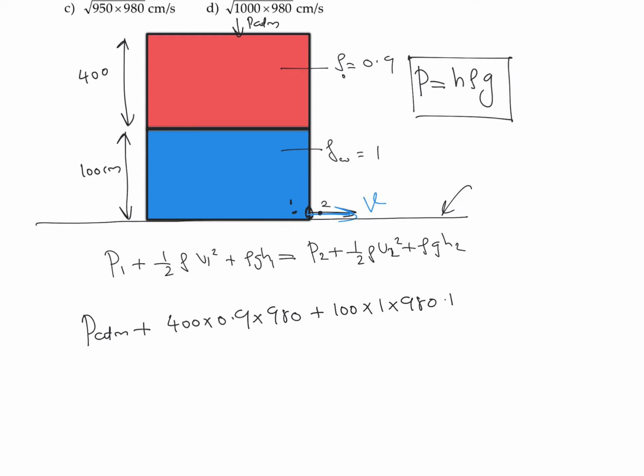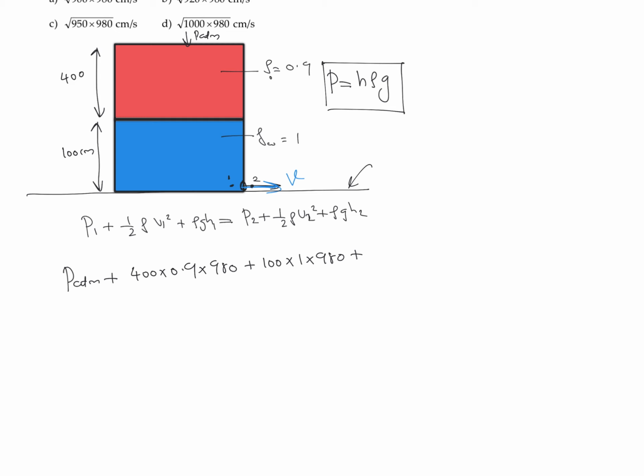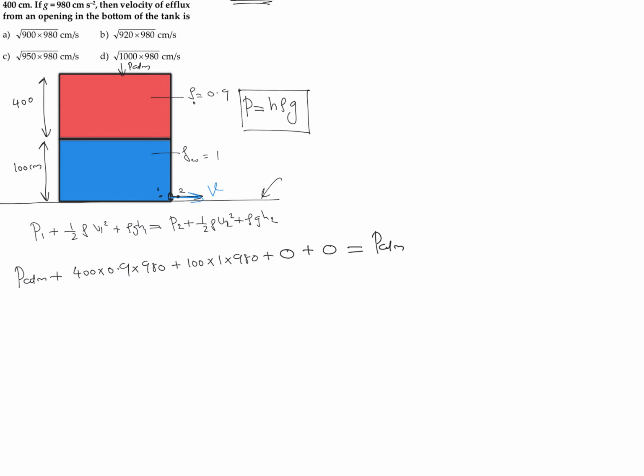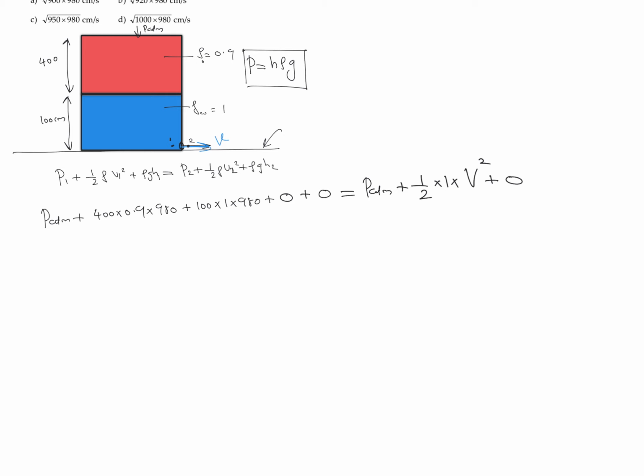Next we need to write the kinetic energy term. As the velocity of liquid inside the container is almost equal to 0, we'll take it as 0, and the gravitational potential energy is also equal to 0 because we are taking the bottom of the container as our reference line. This is equal to the pressure outside, that is the atmospheric pressure, plus half into density of water, which is 1 because water is coming out, into V2 square. Our aim is to find the value of velocity, and gravitational potential energy is 0 with respect to our reference line. So you can cancel P atmosphere on both sides.